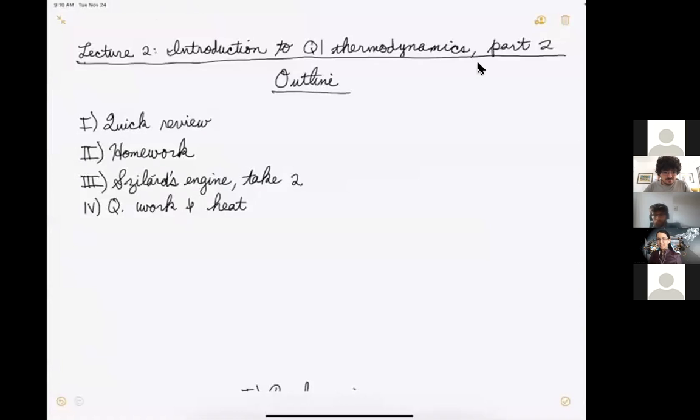Great. Thanks for getting everything set up. So hopefully you all can see the start of my lecture notes here. We're going to start with a quick review of what we covered yesterday, then talk about the homework, then go back to Szilard's engine and look at other iterations of it and what we can do with it in the quantum realm, then talk about work and heat in quantum thermodynamics.